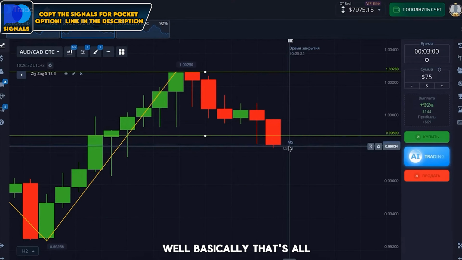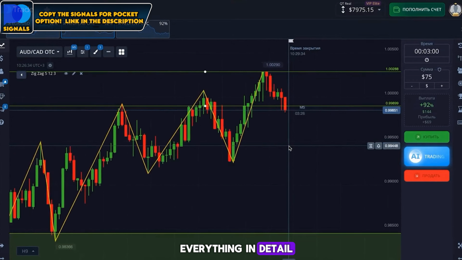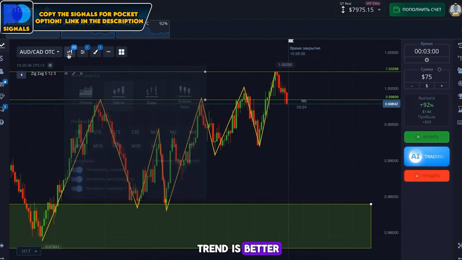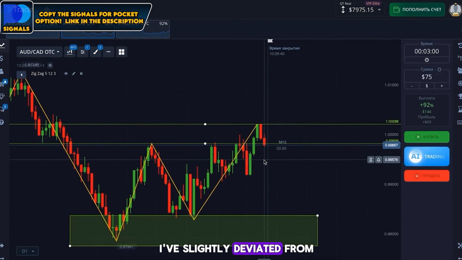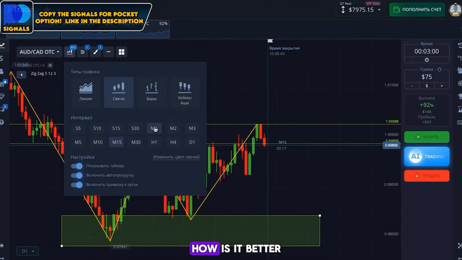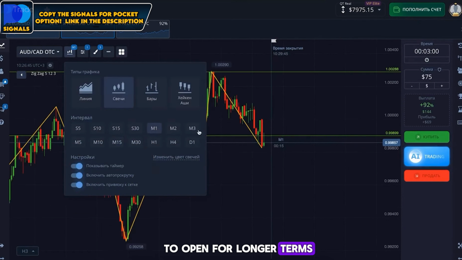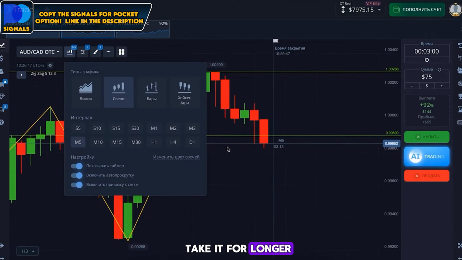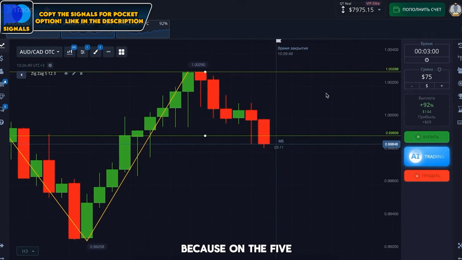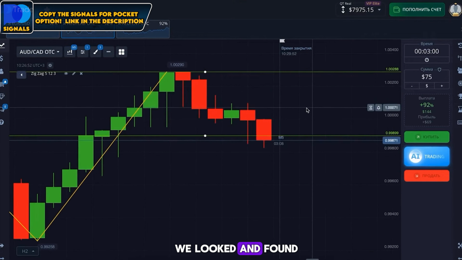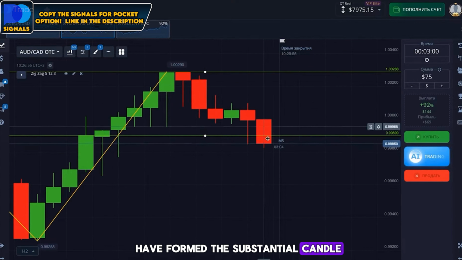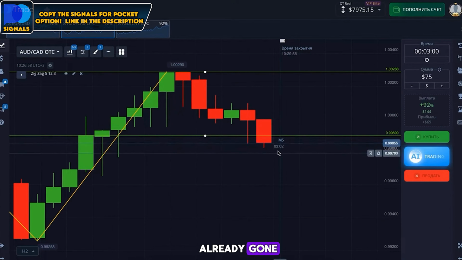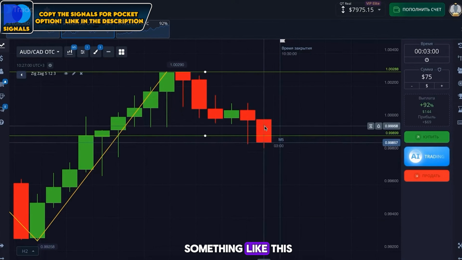Well, basically that's all. I've shown you everything in detail, how to analyze which trend is better to find, under which candles to open. And by the way, I've slightly deviated from the topic of time. How is it better to open for longer terms? I advise not to take it for longer terms. Why? Because on the 5-minute interval, we looked and found a good moment. For example, now we have formed a substantial candle. All this time is already gone, and we have formed something like this.